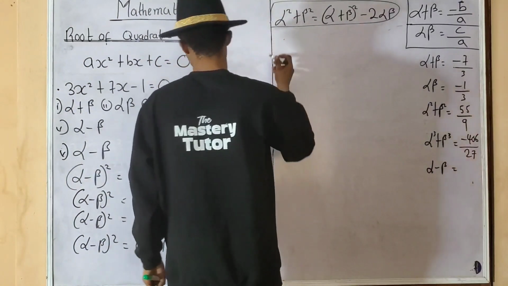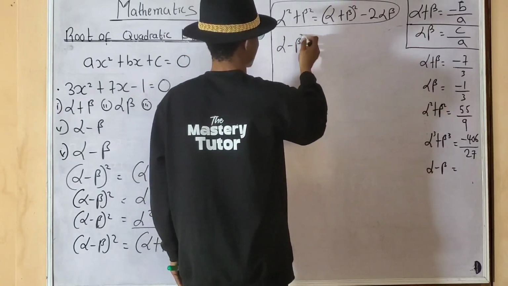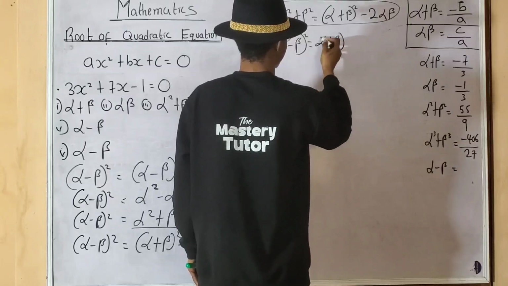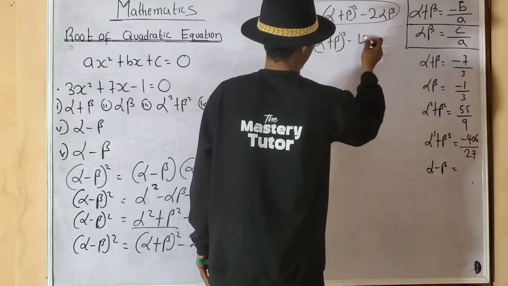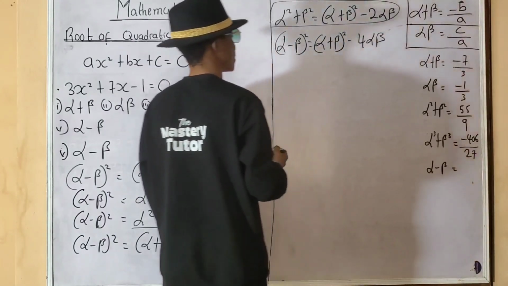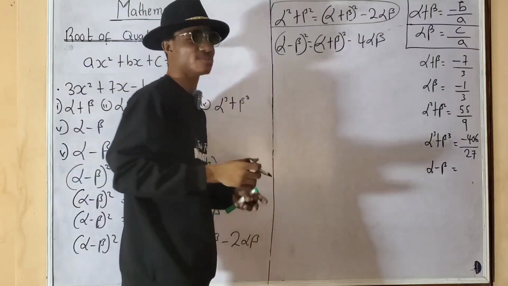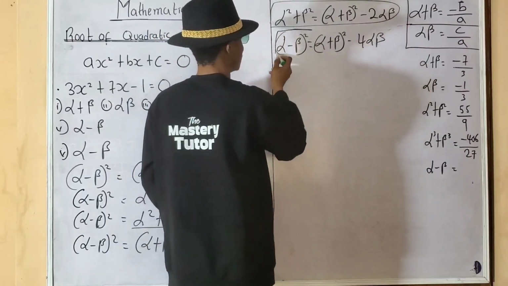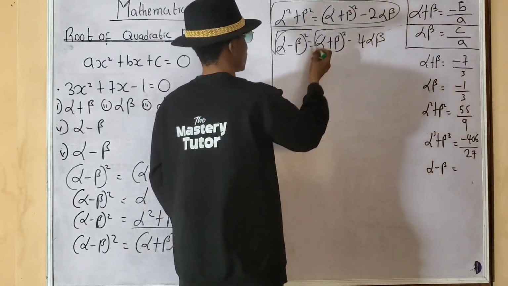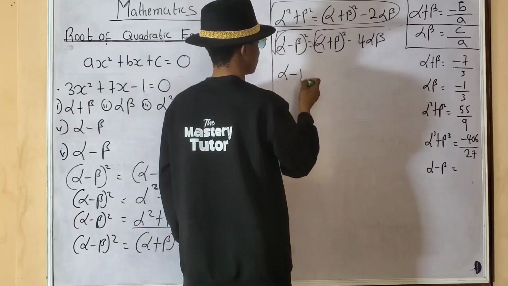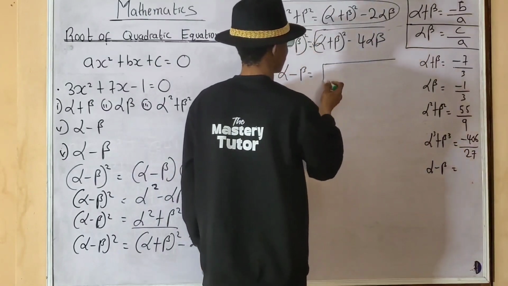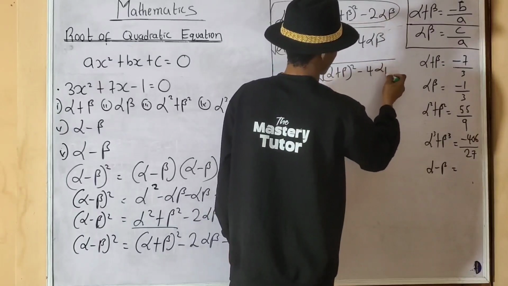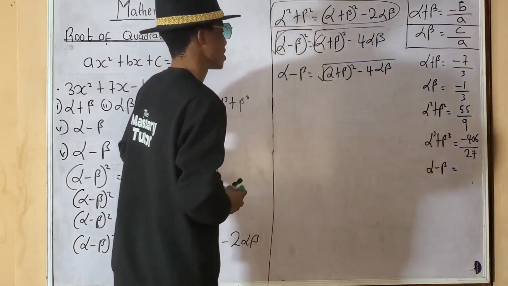So let us proceed. I'm going to have alpha minus beta squared equals alpha plus beta squared minus 4 alpha beta. Okay. Now, to get the value of alpha minus beta, what am I going to do? I'm going to take the square root of both sides. So I'm going to have square root of this and square root of this. So alpha minus beta equals the square root of alpha plus beta squared minus 4 alpha beta. You can see now. So we can now proceed.